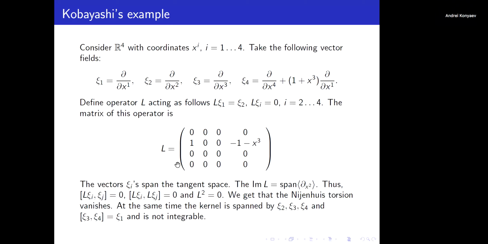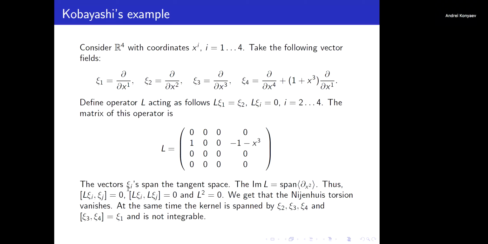You just calculate it straight ahead. You can just check that it sends 1 to 2, it sends 2 to 0, 3 to 0, and if you multiply it by this, you get 1 plus x3, and here you have minus 1 minus x3, so we get 0. So this is exactly the operator. Now, important thing is that those vectors, they span the tangent space.